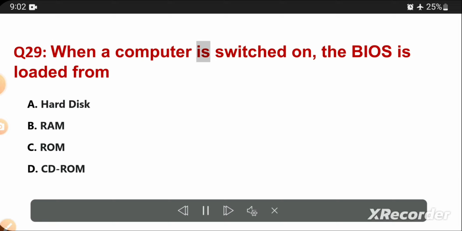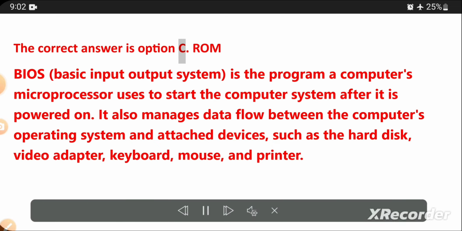Q29. When a computer is switched on, the BIOS is loaded from hard disk, RAM, ROM, CD-ROM. The correct answer is option C, ROM. BIOS (Basic Input-Output System) is the program a computer's microprocessor uses to start the computer system after it is powered on. It also manages data flow between the computer's operating system and attached devices, such as the hard disk, video adapter, keyboard, mouse, and printer.